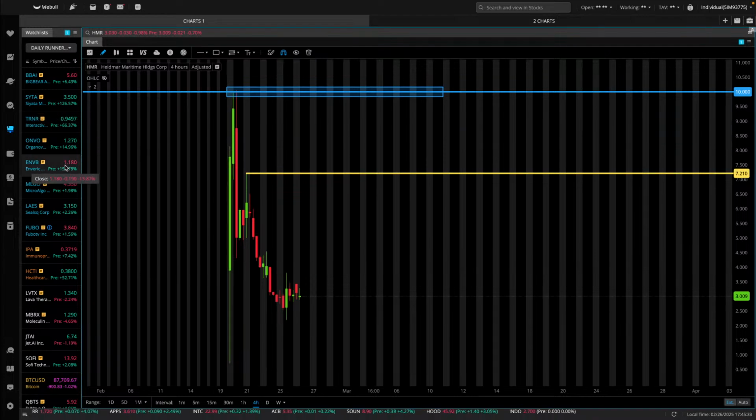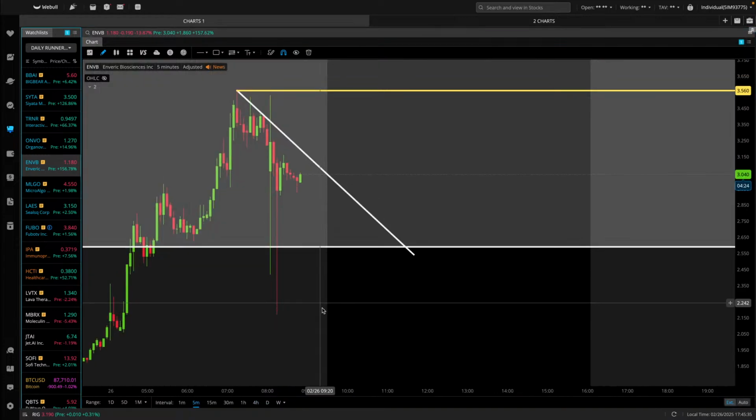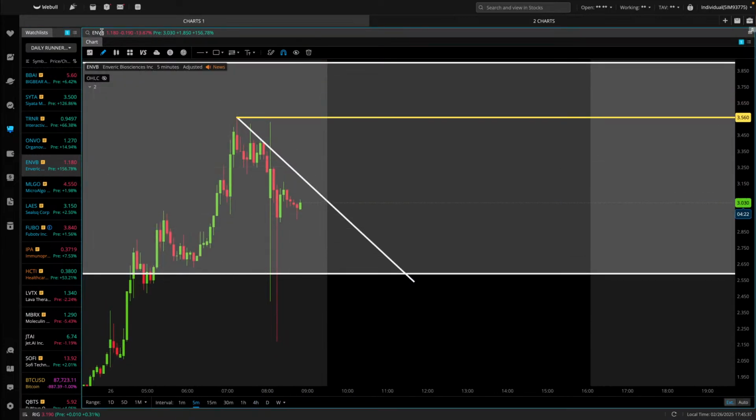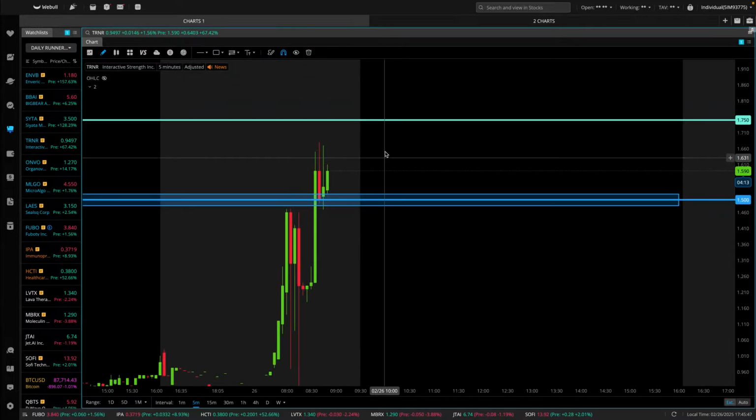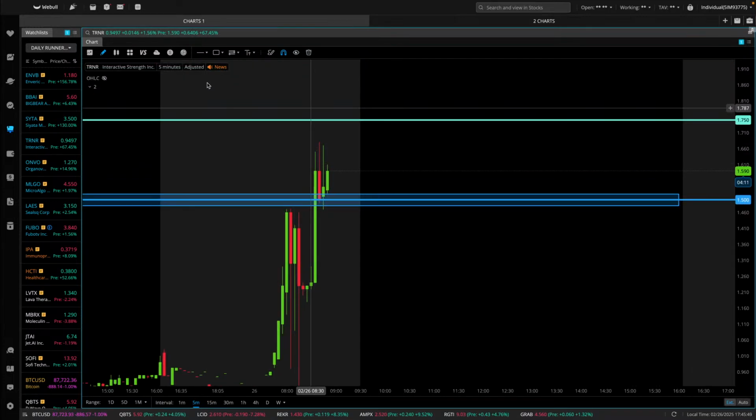Thank you on ENVB, no problem. ENVB does look good, I like it. My favorite setup today is ENVB. That does not mean buy because people are going to buy it. Not the case. TRNR looks great. Can break this high, should continue up. 168 break should get to at least 175, 180.